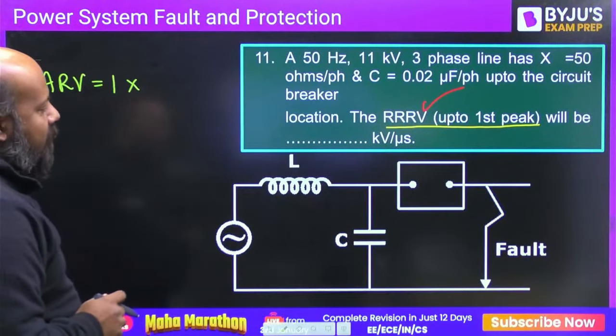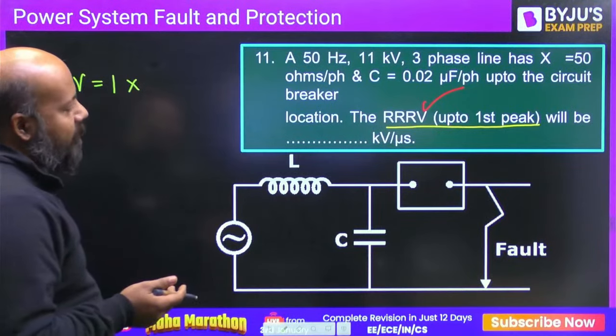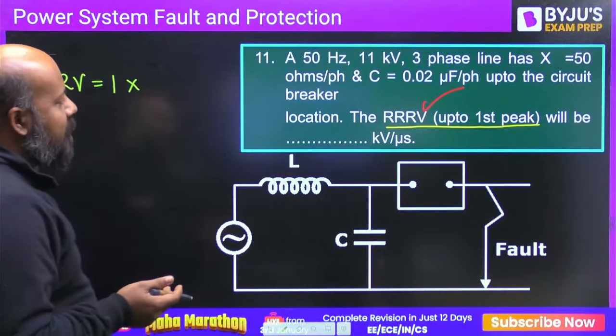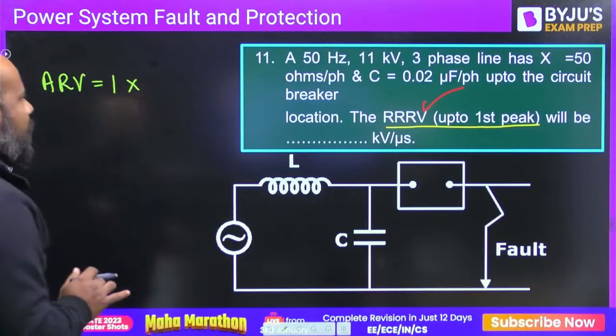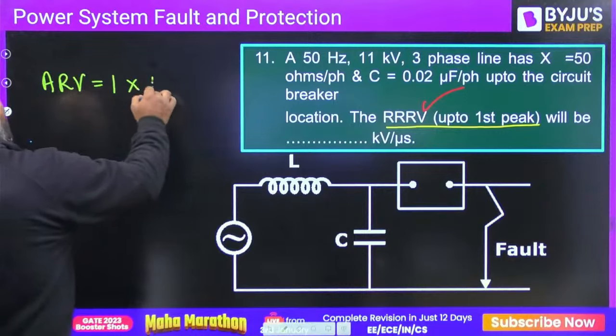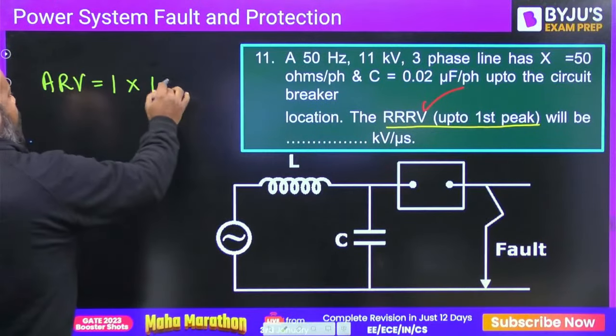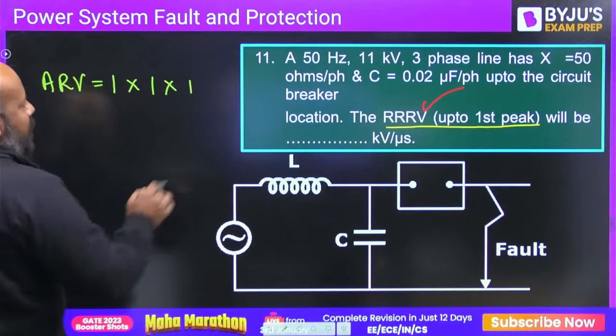Whether the fault includes the ground is not mentioned, and the type of fault is not given. So, let us assume it is including the ground, so 1, and also phase value we are taking, so 1. So, K1, K2, K3 become as 1.